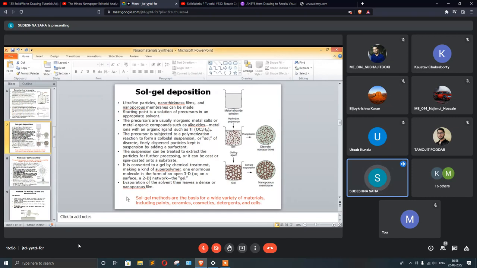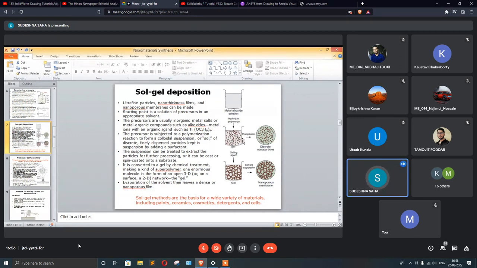Then there is the sol-gel deposition technique. This is a chemical technique, a colloidal technique rather, to synthesize nanomaterials, where you have a precursor solution. Most often it is a metal oxide solution, like here, the example is given for titanium isopropoxide. If you are producing titanium dioxide nanomaterial, the precursor goes through a hydrolysis and polymerization reaction to form a colloidal dispersion, which is known as sol.